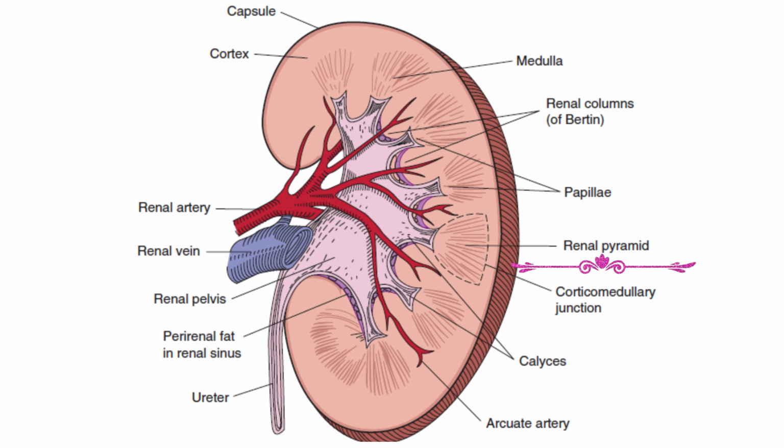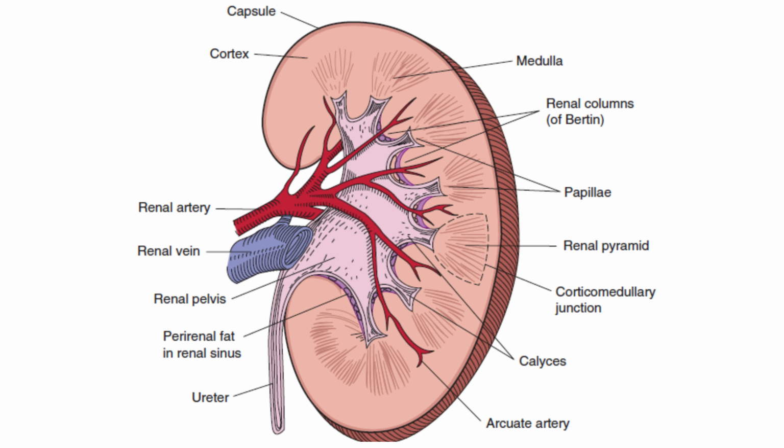From here, urine flows into the minor calyx. Three or four minor calyces then unite to form a major calyx. Each kidney contains about 8 minor calyces and 2 to 3 major calyces.